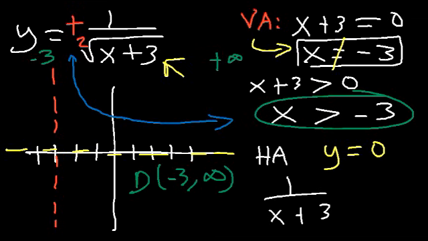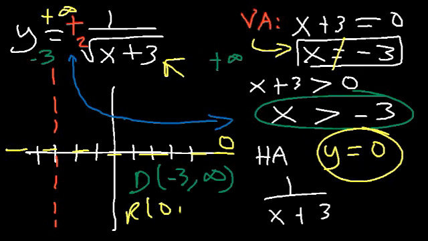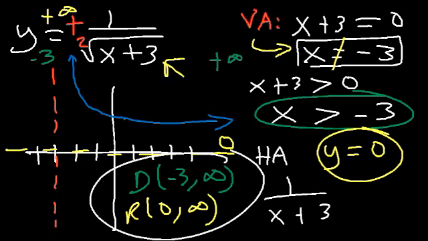Now for the range, whenever you have a positive radical, it's going to be 0 to infinity if there's no number on the outside, like a plus 5. Notice that the lowest y value is 0, which is the horizontal asymptote, and the highest goes all the way up to infinity. So the range is from 0 to infinity, but it doesn't include 0 because it never touches or crosses the horizontal asymptote. So that's how you can figure out the domain and range for this particular function.